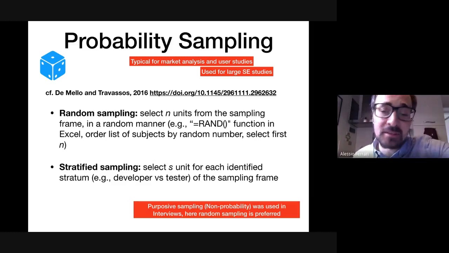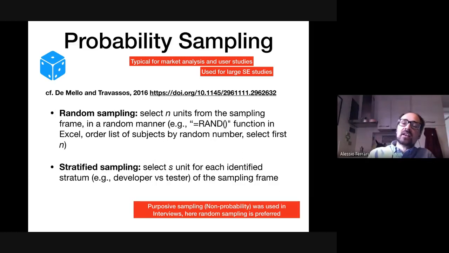So random sampling simply means that I select a certain number of units, we will see how many, from the sampling frame in a random way. So I go in Excel, I have my list, my sampling frame, I order the list by random number with a rand function, and I select the first ones. I can also do stratified sampling, so select a certain number of units for each identified stratum, either developers or testers, in the sampling frame, and I do that randomly.